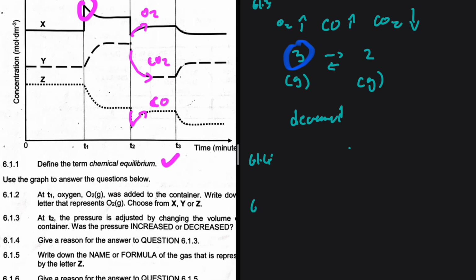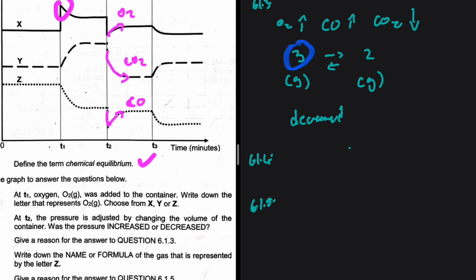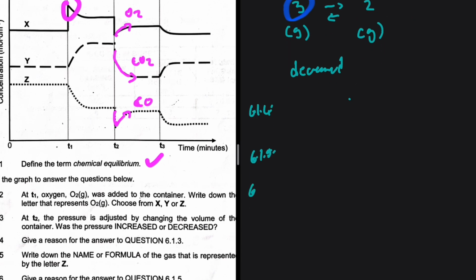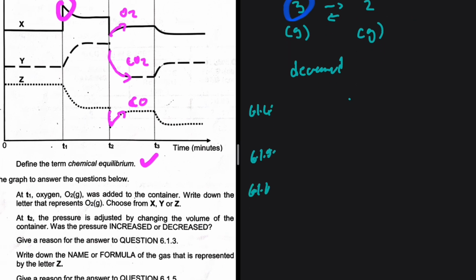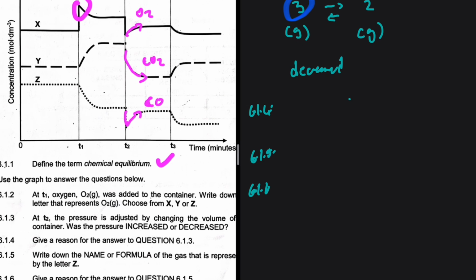Okay, 6.1.5. Let's take a look at that one. Write down the letter or formula of the gas that is represented by the letter Z. We already have the answer. 6.1.6. Give a reason for the answer to 6.1.5. Well, can I say that we already have the answer? Why am I saying that we already have the answer?